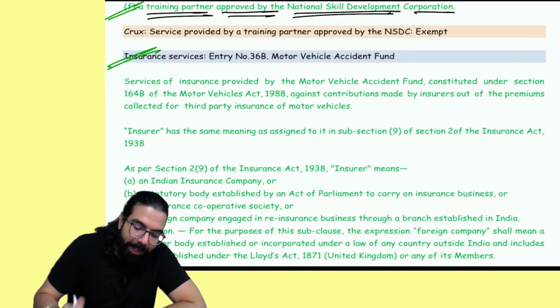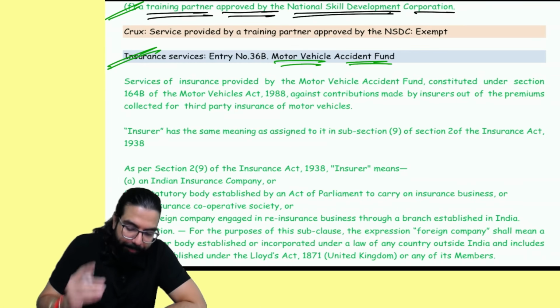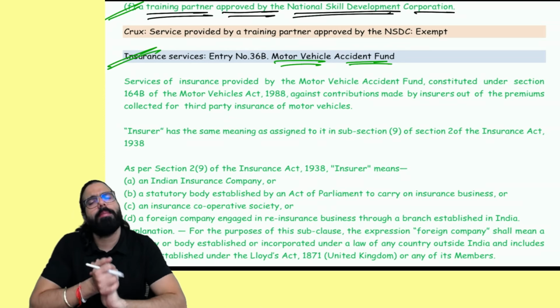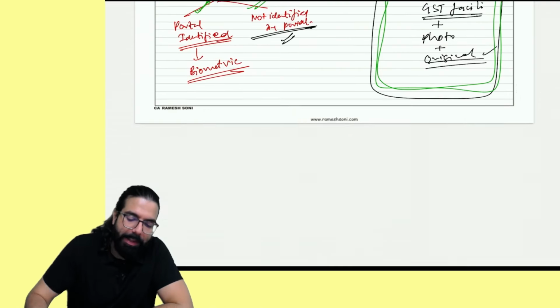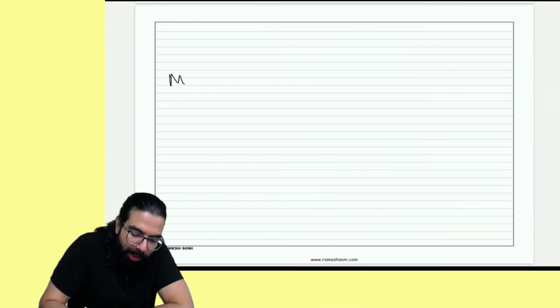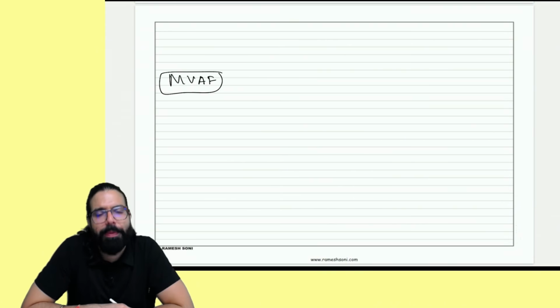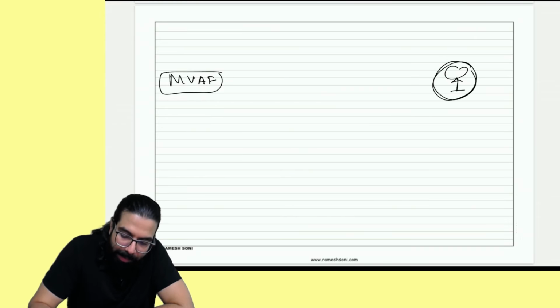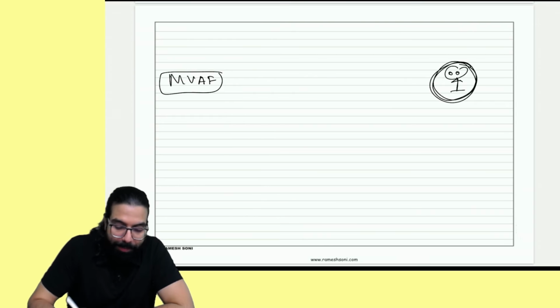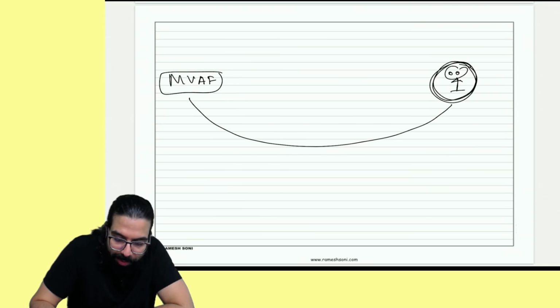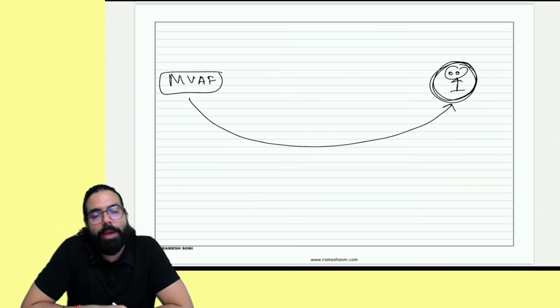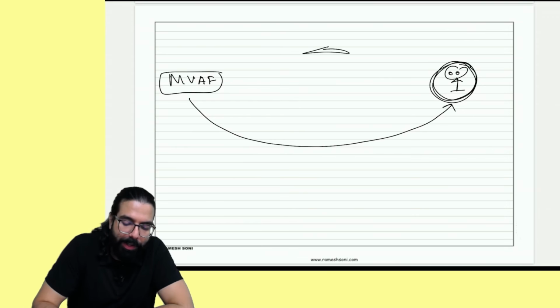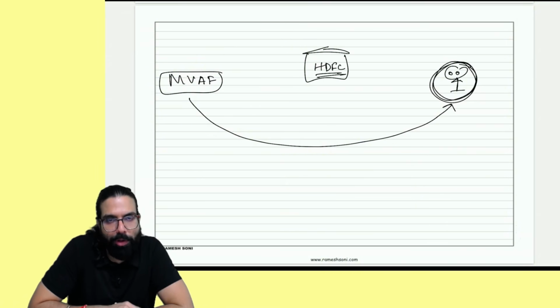Now the next one over here is motor vehicle accident fund. Sir, what is this motor vehicle accident fund? See, there is a fund which is being created by the government of India, which is called motor vehicle accident fund. Now, supposing one person was going on the way and he hit one person. Now, this person who is hit by a road accident, the motor vehicle accident fund goes ahead and pays them money. Now, what they are telling, so for example, there is one insurance company called HDFC Ergo Insurance.